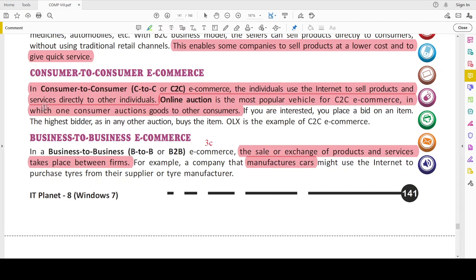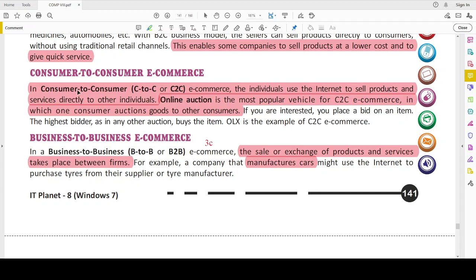You will click a picture of your cycle and post it on an online auction site like OLX. You can click the picture, give a description of the cycle and put a price for the cycle. The prospective buyer who feels that your cycle is good for him will contact you and will pay you the price for your cycle. So what you are doing, you are selling your product to a consumer.